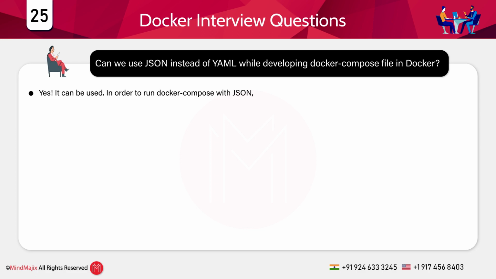The whole command for executing the JSON file to create a Docker Compose is docker compose -f docker-compose.json up. And you can also provide any name with .json. It will work just as a YAML file does.